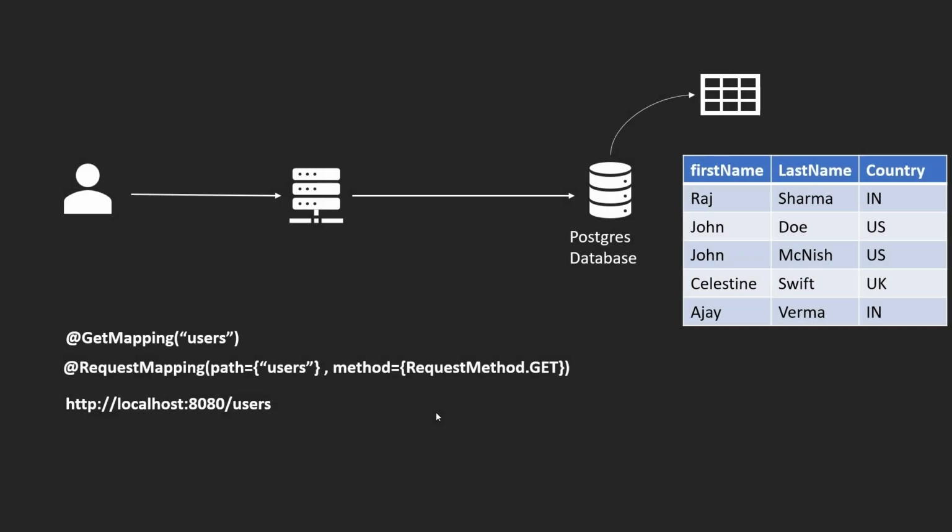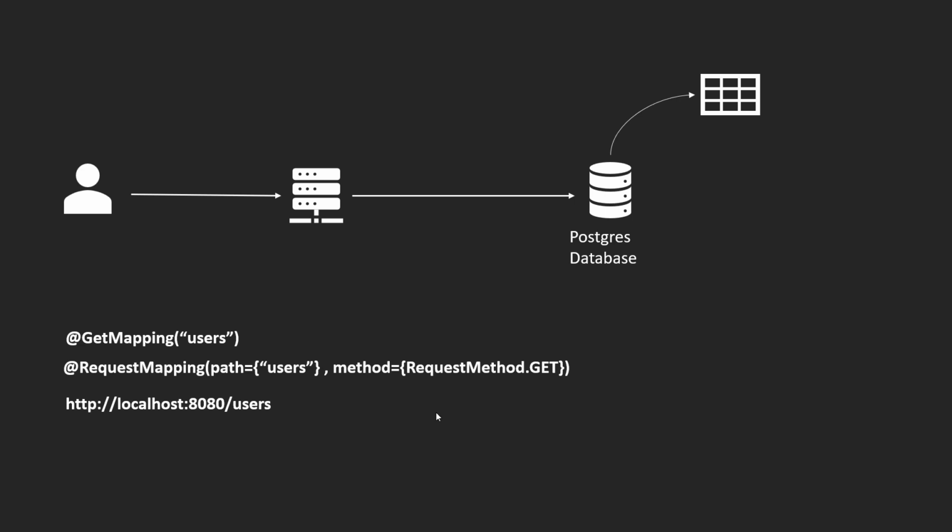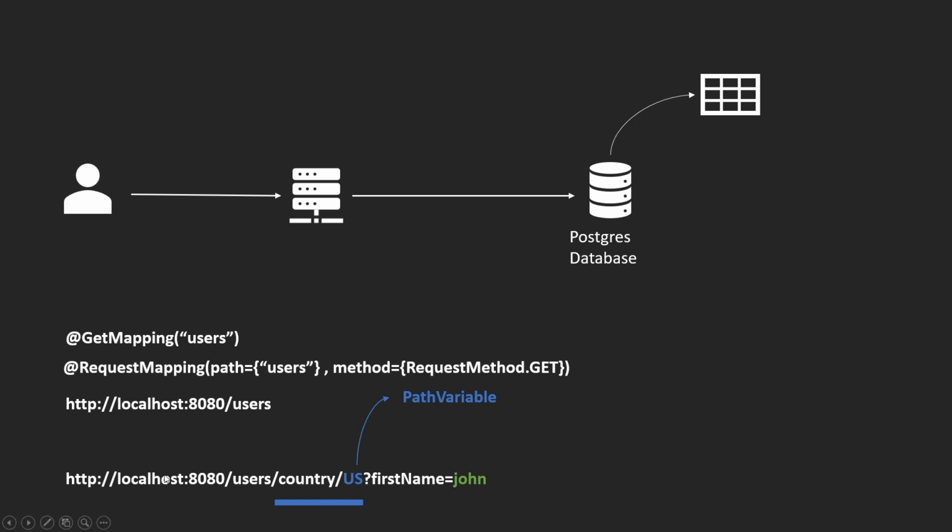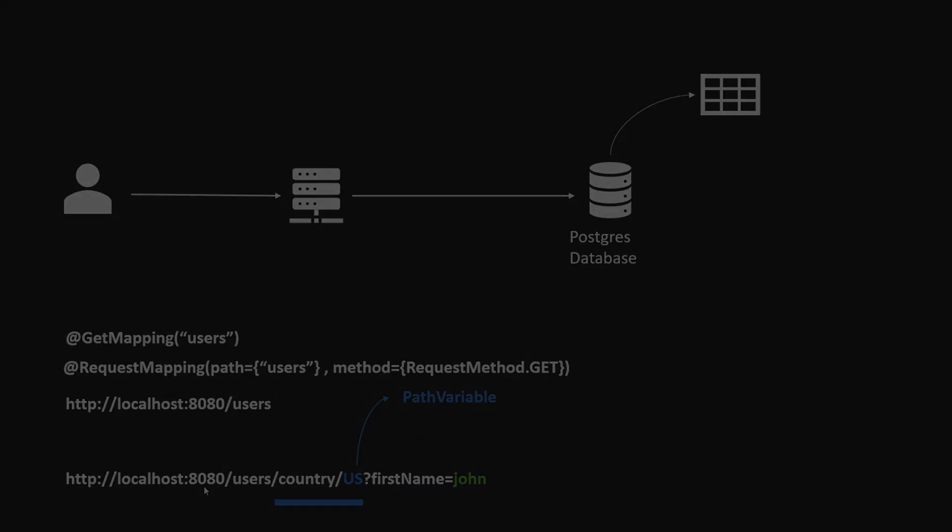Now just think that you want to filter out all the users which belong to a particular country. In order to do that, you can have a URL which has a path variable added to it. The next URL that you are seeing on your screen has US added as a country. This means in the path we are providing a parameter which is called a path variable. If you see this path variable, you will understand that you want all the users whose country is US. To find such things, you can use the PathVariable annotation in your application. Let's try to find this.